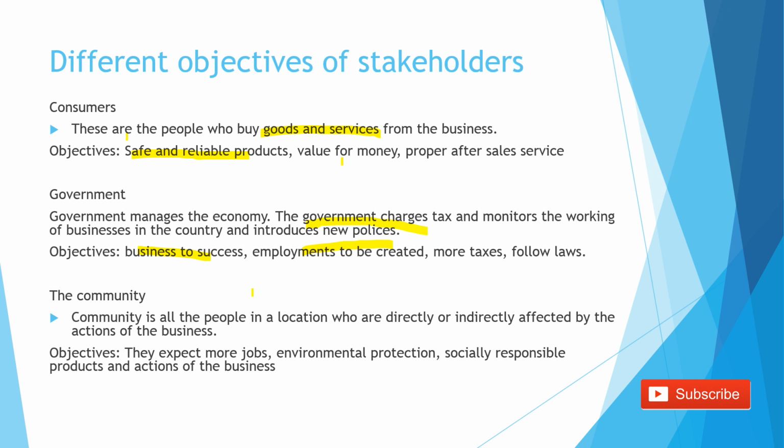The community is another stakeholder of the business, and the community is all the people in a location who are directly or indirectly affected by the business's actions. Their objectives might be that they expect more jobs and environmental protection. They want socially responsible products and actions of the business to be in favor of the environment. And that's where business conflict comes, because some of these objectives will clash with the different stakeholders.